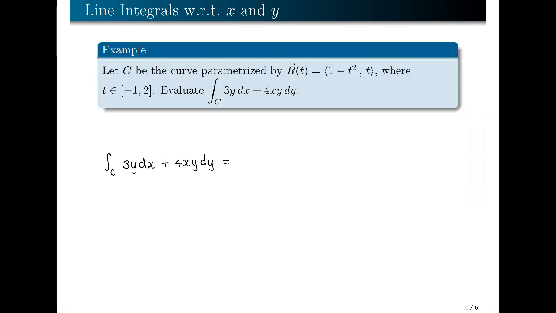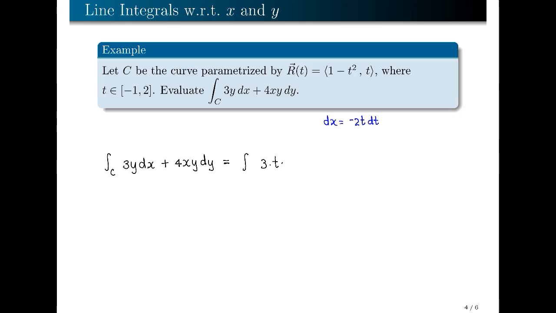In this example, we are being asked to evaluate the line integral of 3y dx plus 4xy dy along the curve C, where C is parameterized by r of t with components 1 minus t squared and t, with parameter t in the closed interval [-1, 2]. Keep in mind that to evaluate this line integral, we need to write it as a definite integral with respect to the parameter t. Hence, we have the integral of 3 times, your y here is t, so we write t times, since x here is 1 minus t squared, then dx is equal to negative 2t, which is the derivative of 1 minus t squared, multiplied by dt.